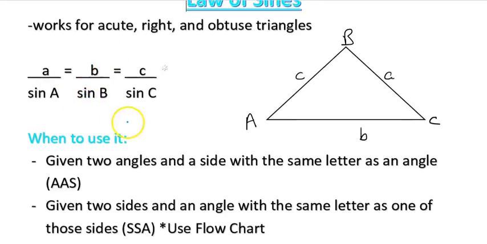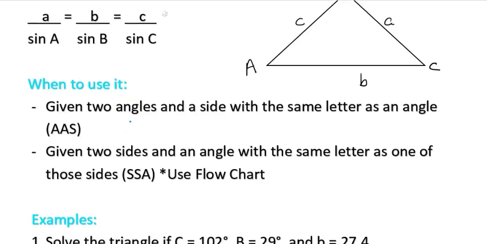Okay, when do we use it? There's two times. One of those is when we are given two angles and a side with the same letter as one of the angles. So two angles and a side that's going to match. So that's different than the law of cosines. And then the other time is when we are given two sides and an angle with the same letter as one of those sides. And I put side-side angle. This is the one that you can't say from geometry.